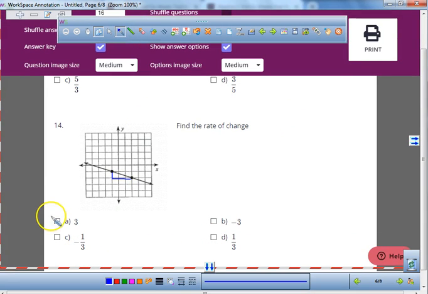So notice, I gave you 2 examples, right? I apologize. It's just that answer.